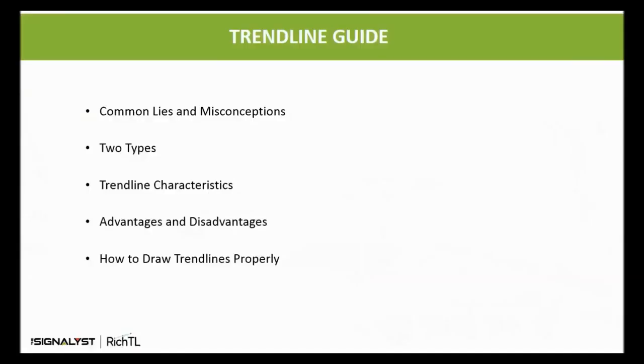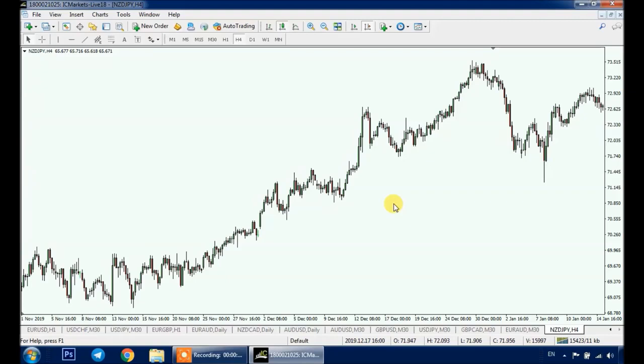First, we will list the most common trend line lies and misconceptions, and then we'll go over its types, characteristics, advantages, and the proper way to draw trend lines. So let's get started. The first rule to draw a valid trend line is to connect at least 3 swings or 3 points. Why 3? Because 2 points are not enough.